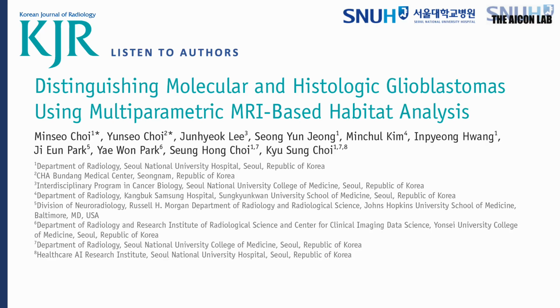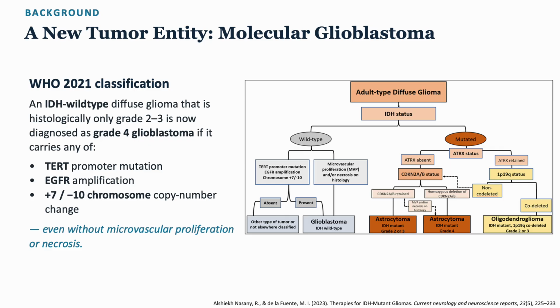habitat analysis. Under the 2021 WHO classification, an IDH wild-type diffuse glioma that looks only grade 2 or 3 under the microscope is now diagnosed as grade 4 glioblastoma if it carries any of three parameters: TERT promoter mutation, EGFR amplification, or combined gain of chromosome 7 and loss of chromosome 10, even without microvascular proliferation or necrosis. This new entity is called molecular glioblastoma. We refer to conventional glioblastoma that meets histological criteria as histological glioblastoma in this study.